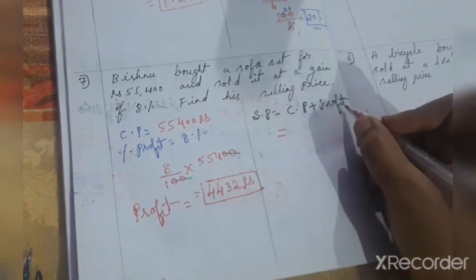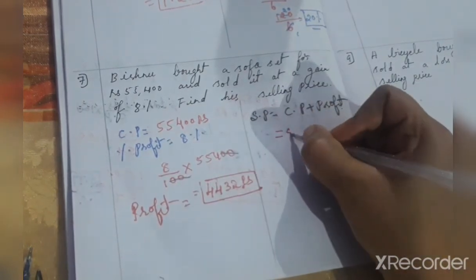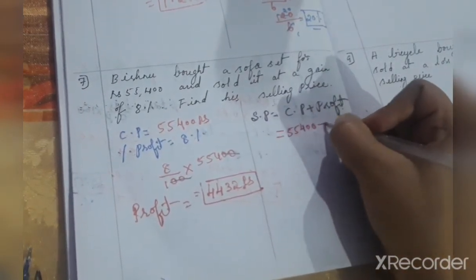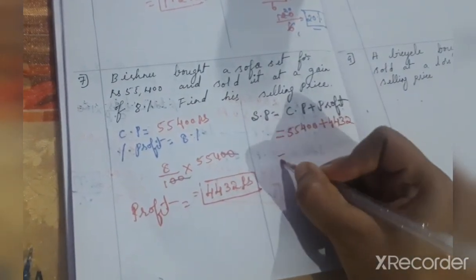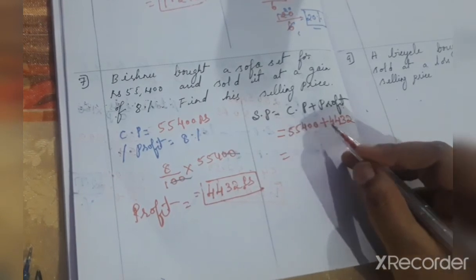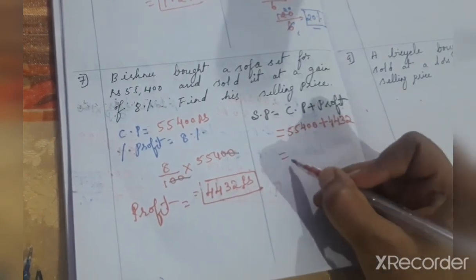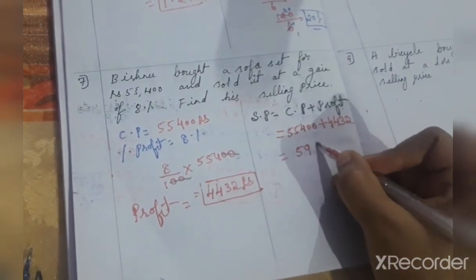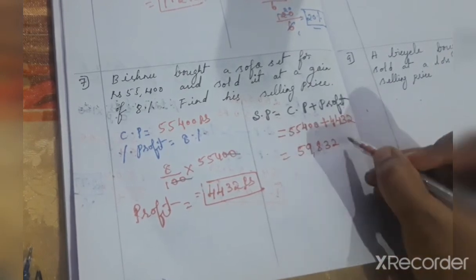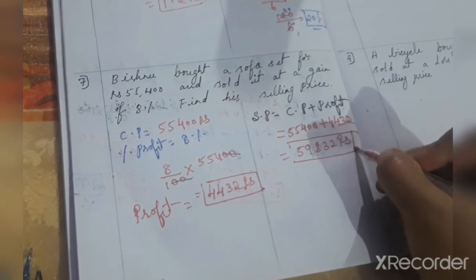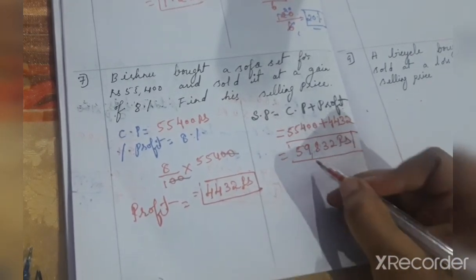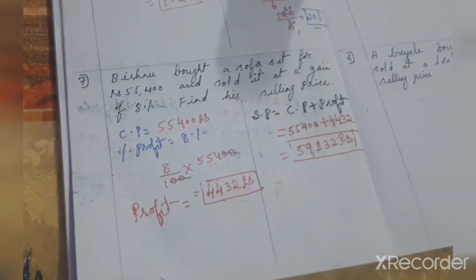The formula is cost price plus profit. So cost price is 55,400 plus profit 4,432. After adding, the total is 59,832 rupees. The selling price is 59,832.